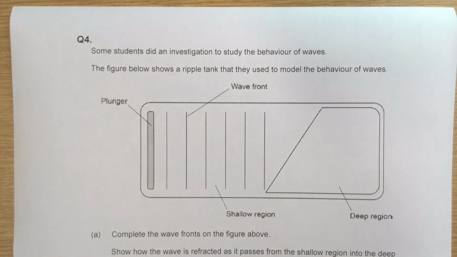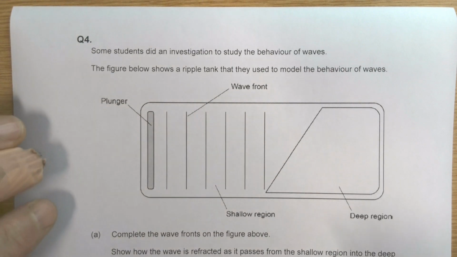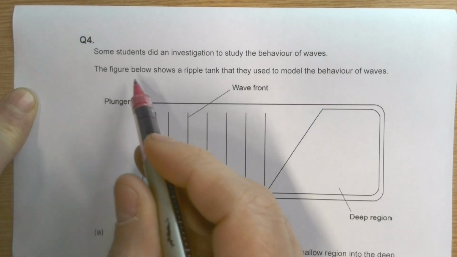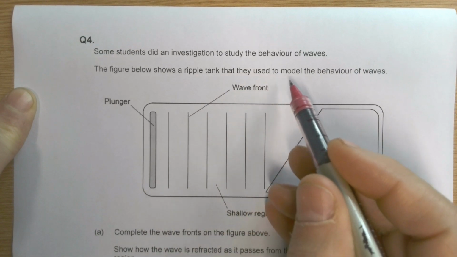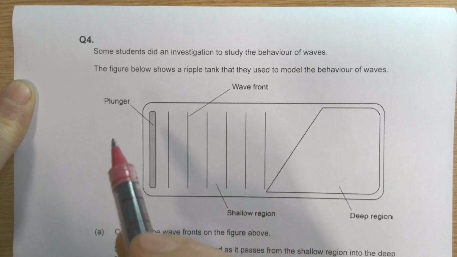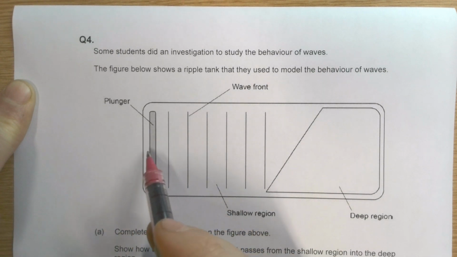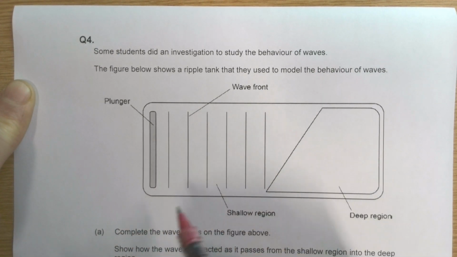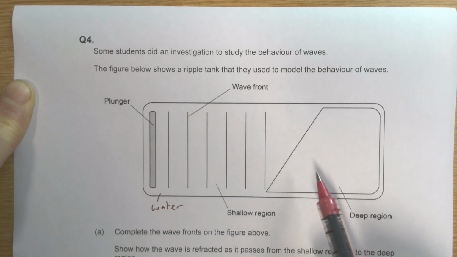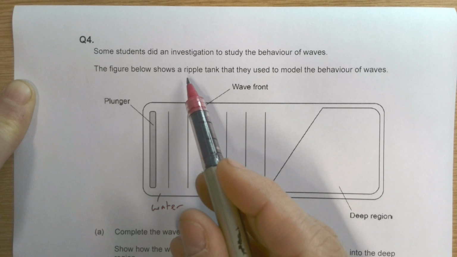Okay, waves, question 4. Some students did an investigation to study the behaviour of waves. The figure below shows a ripple tank that they have used to model the behaviour of waves. There's a plunger, something we push down and pull up. That then generates waves here. This is water that's in. It's a ripple tank, so it creates ripples.